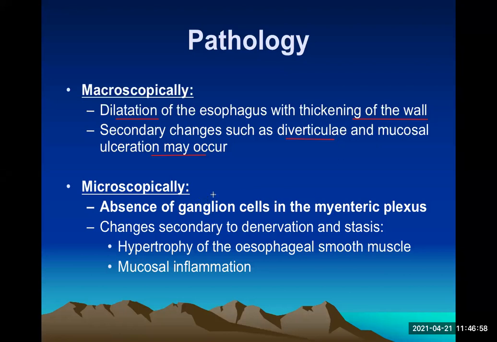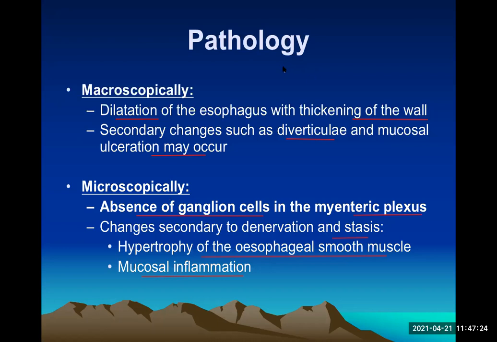Whereas microscopically, there is absence of the ganglion cells in the myenteric plexus. Very, very important MCQ question in the exam. Never forget it. And there are certain secondary changes due to denervation and stasis, like hypertrophy of the esophageal smooth muscle and mucosal inflammation, which can be detected under the microscope.